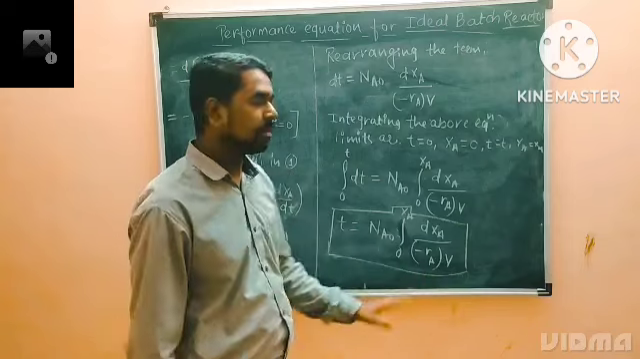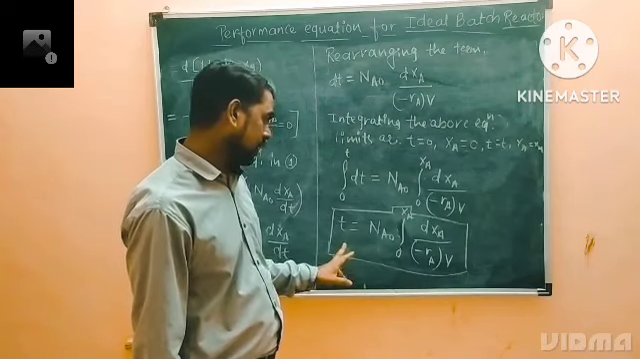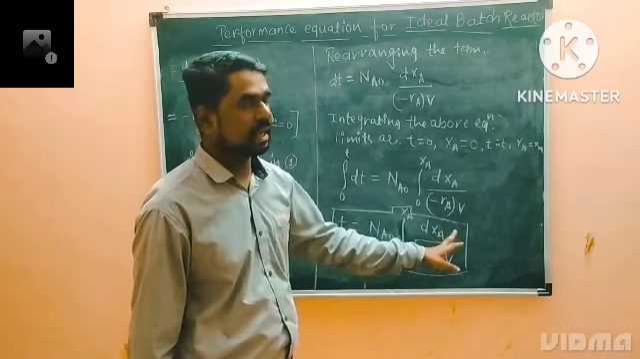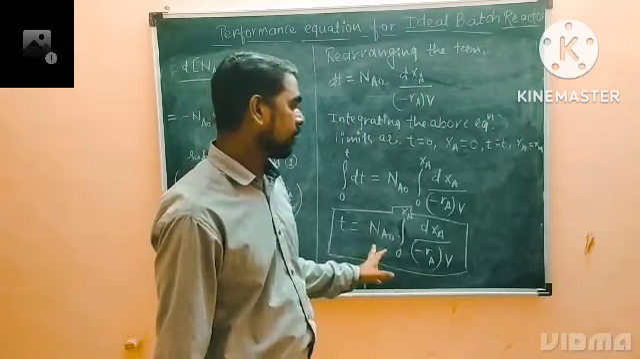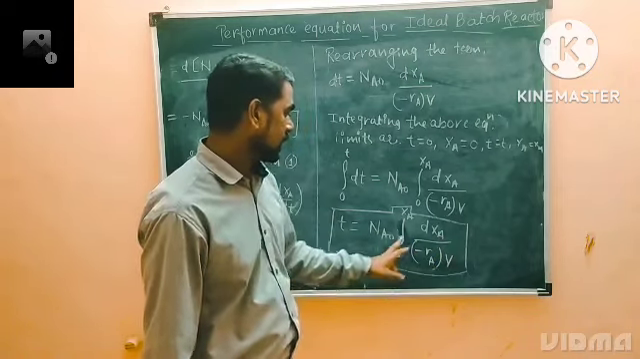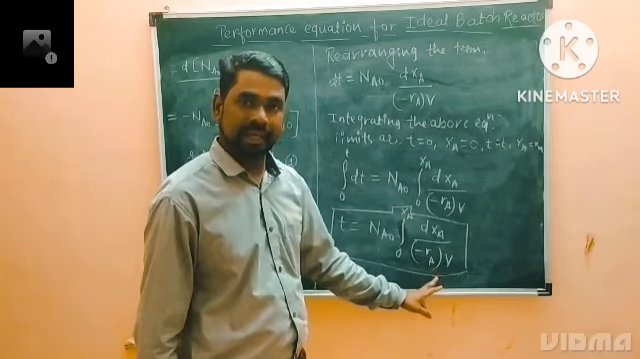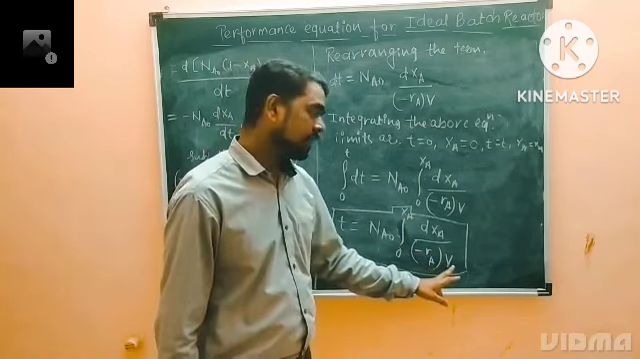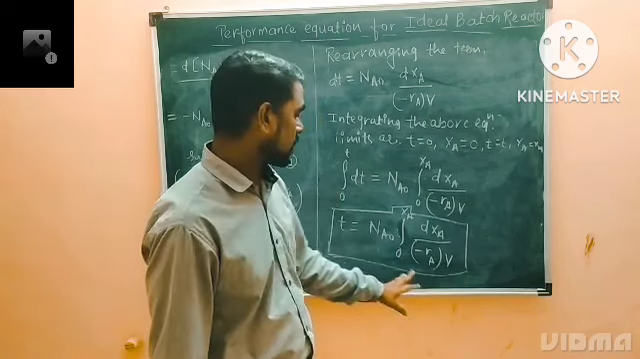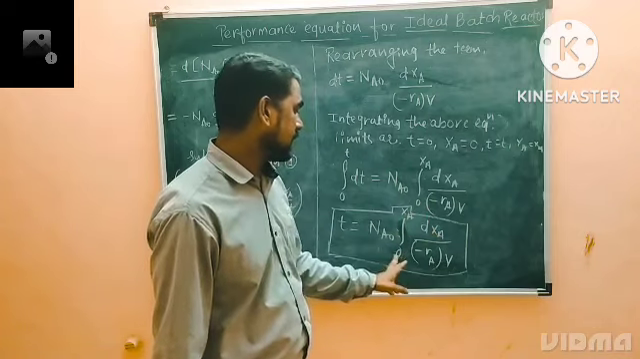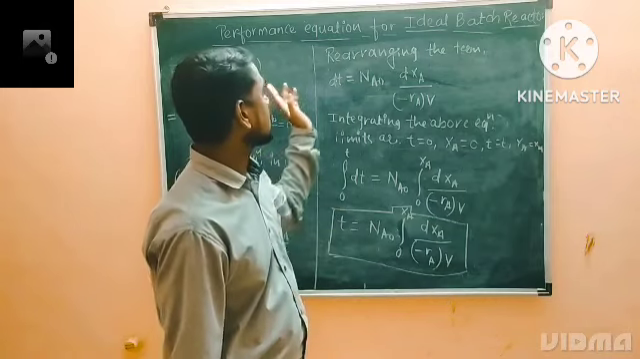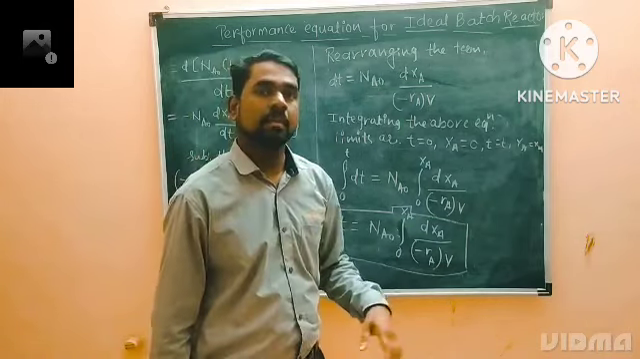What is meant by that? It means the time required for a specific conversion of A. This dXa is the conversion, which needs a particular time. So minus RA and V we take inside the integral. It means the reaction rate and volume are variable as the reaction proceeds. So that's why minus RA and V are written inside the integral. I hope you understand this performance equation for the ideal batch reactor.